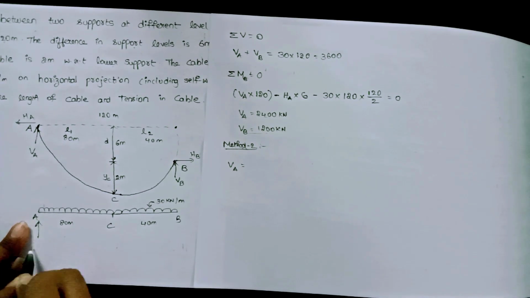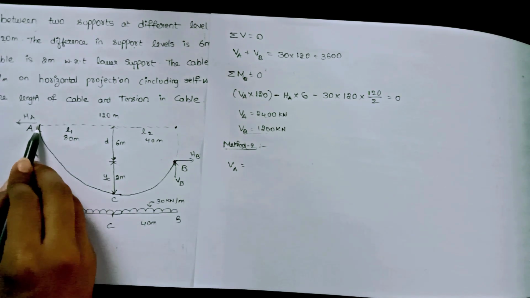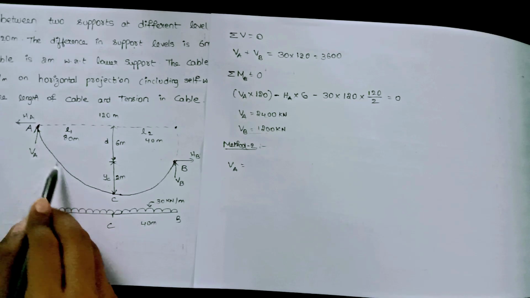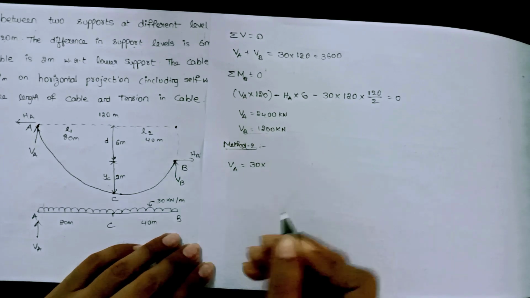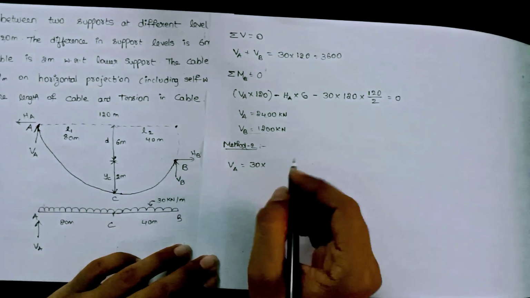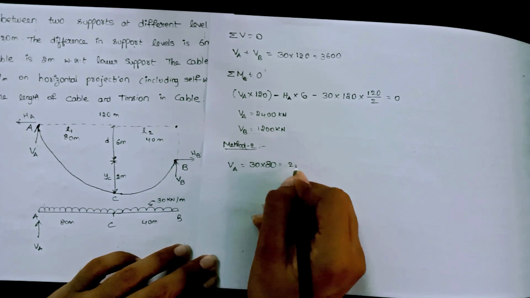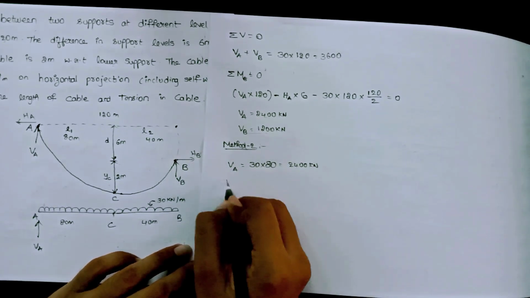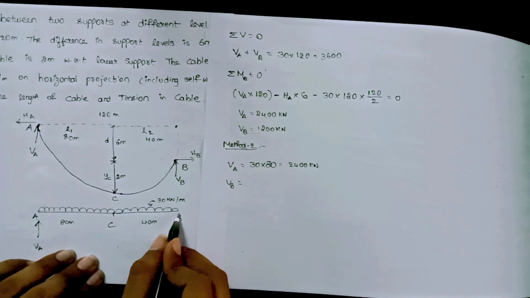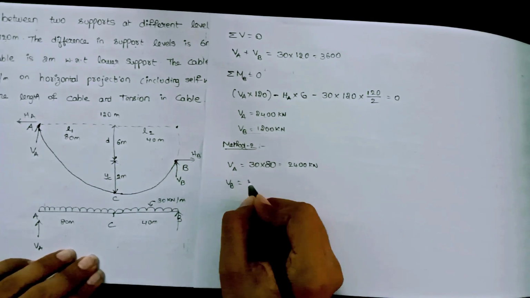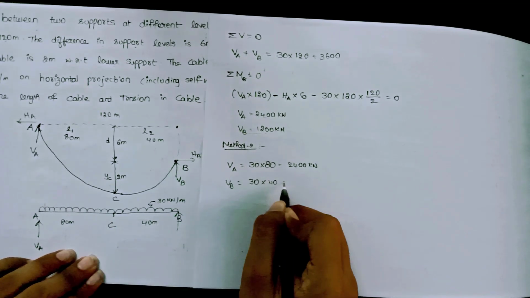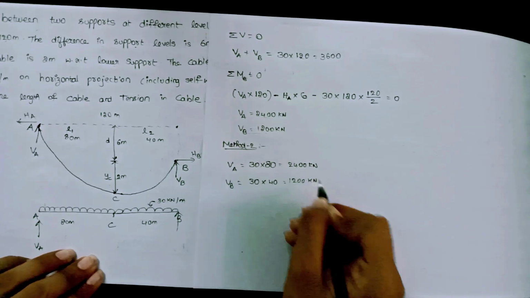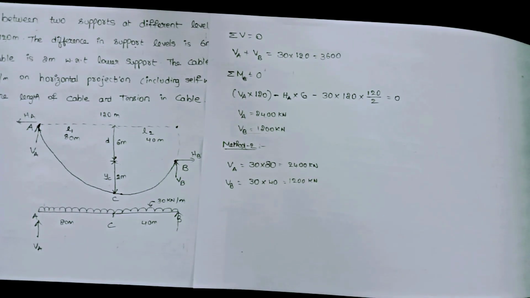So if you want vertical reaction at A, it is calculated by calculating the total load between A and C. So how do you get the total load? That means UDL intensity 30 into distance between A and C, 30 into 80, it is 2400 kilonewton. And if you want VB, you have to consider the load between B and C. So UDL intensity 30 into distance between B and C is 40, so 1200. This is the other method of calculating the vertical reactions at A and B, okay.